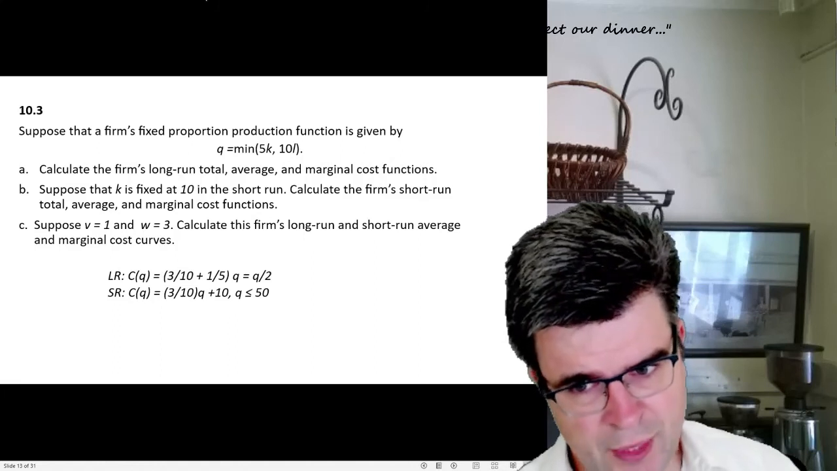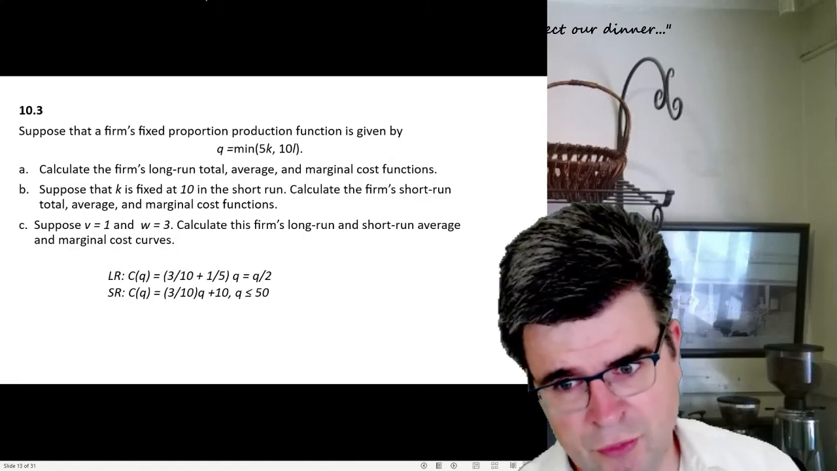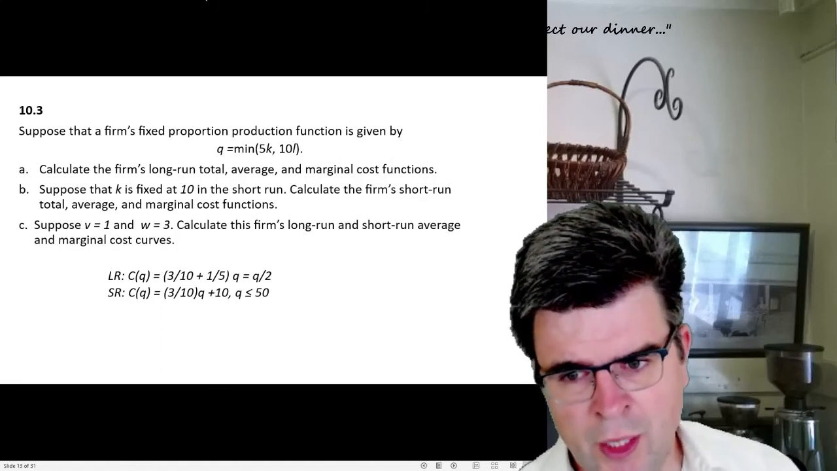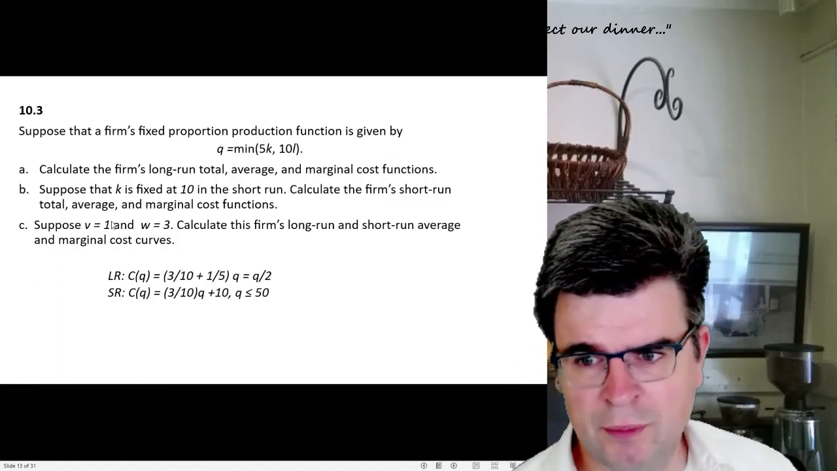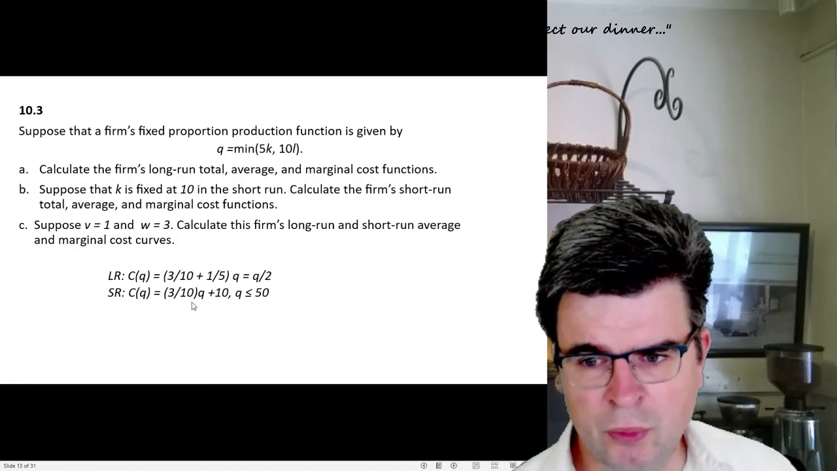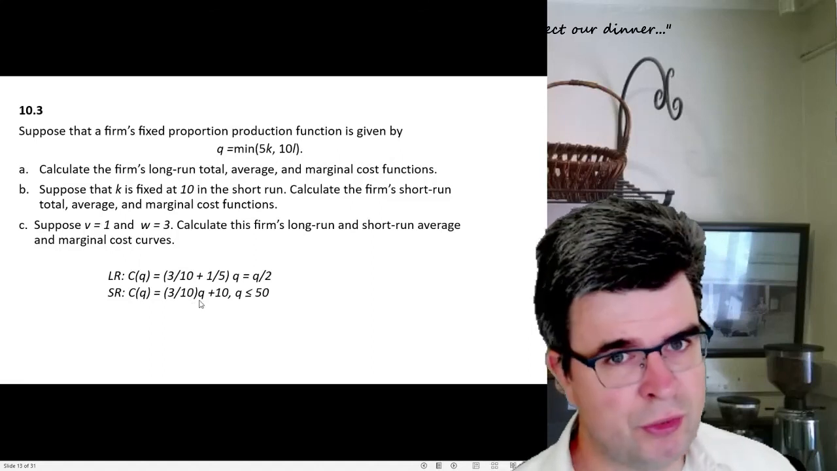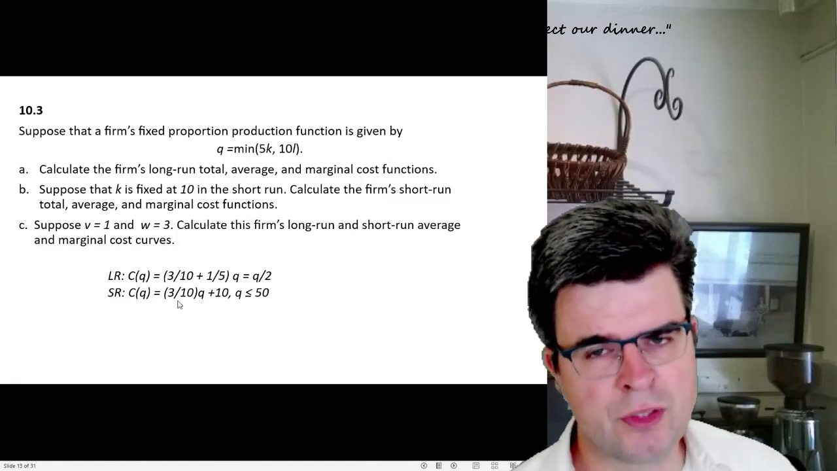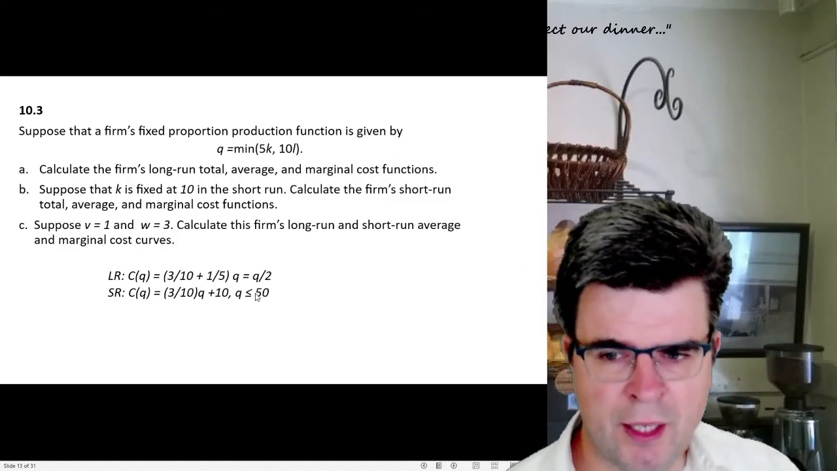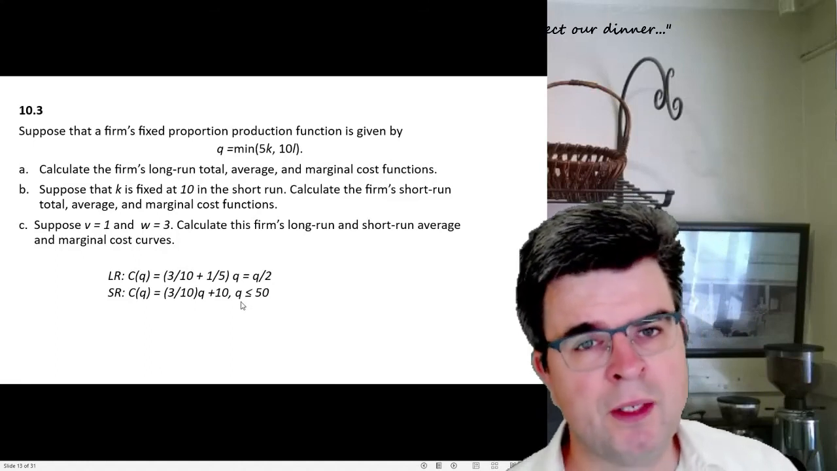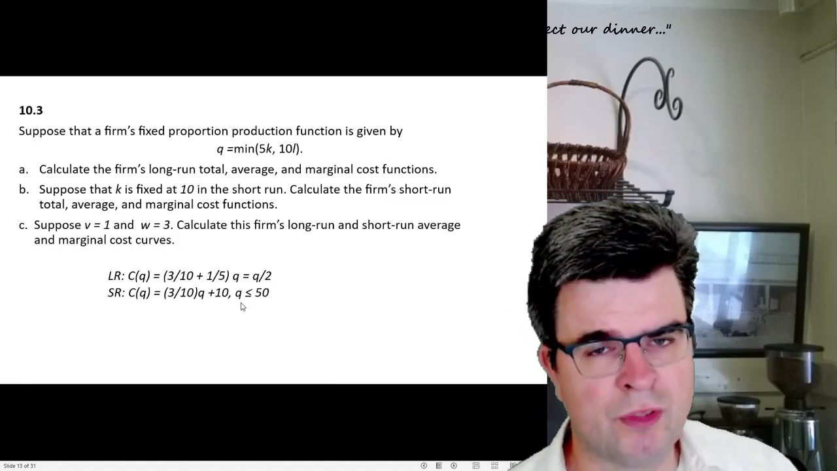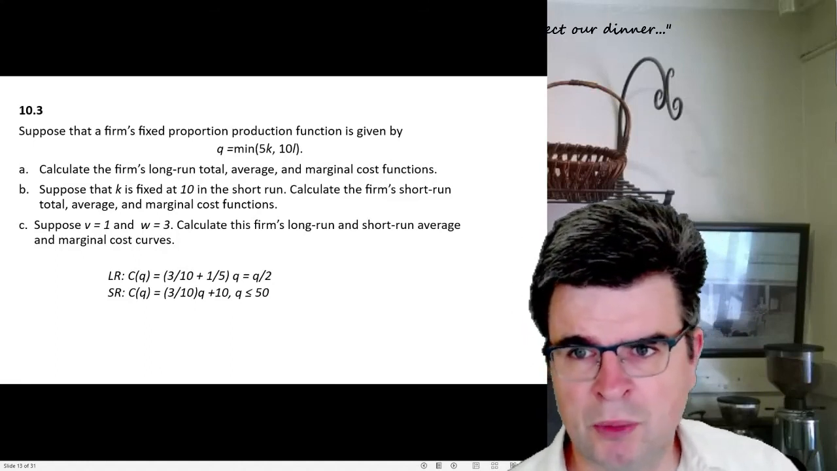And in the short run, capital is fixed at a level of 10. So the total cost of capital is equal to 10 times 1. And the total cost of labor as a function of the production is 3 over 10 times Q. And in the short run, we will never produce more than 50 units because the amount of capital of 10 units serves as a bottleneck to production.